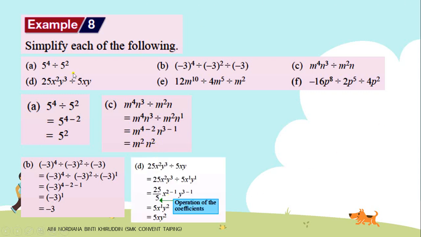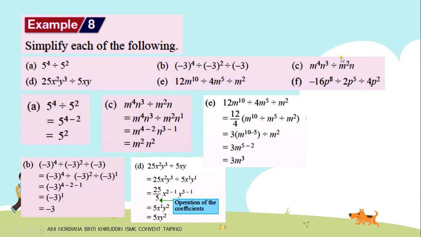D. So for the coefficient, we have to divide it. So 25 divided by 5, x 2 minus 1, this is power 1, and y 3 minus 1. So 25 divided by 5, you get 5. So x y square. Okay.